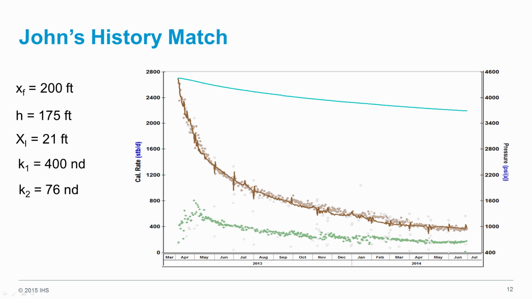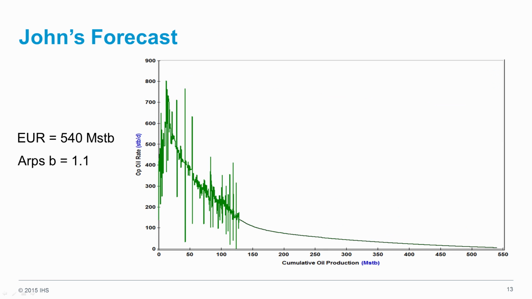Now, John is quite confident that the fracture half-length is 200 feet and the fracture height is 175 feet. You can see that his history match, with lower permeabilities, looks pretty much the same as Jack and Jill's. But what forecast does he get? 540,000 barrels. More than twice as much as both Jack and Jill. So, who's correct?